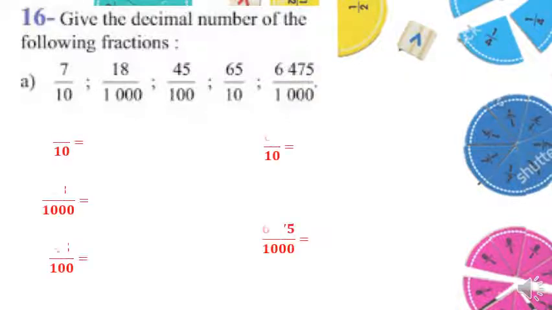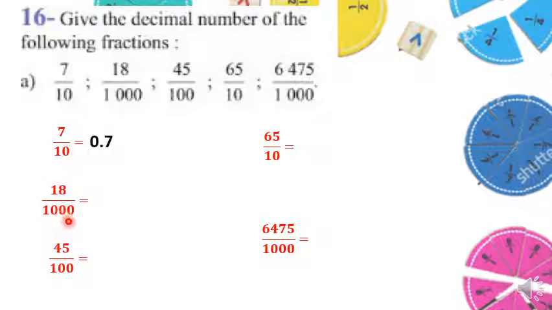Now let's start with the next exercise, which is exercise 16. Give the decimal number of the following fractions. Let's write them as decimal numbers. We have 7 over 10, so the answer will be 0.7.